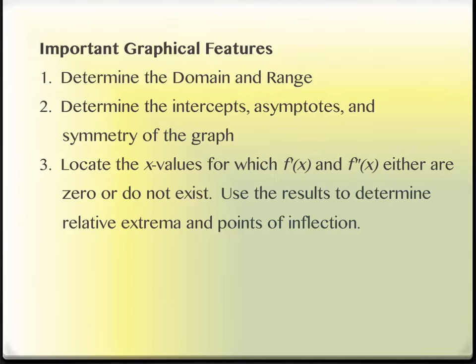For example, y equals x squared, right? The left-hand side, the right-hand side, they're symmetric. If you knew what the left-hand side looked like and you knew that it had symmetry, you'd automatically get the right-hand side and vice versa.